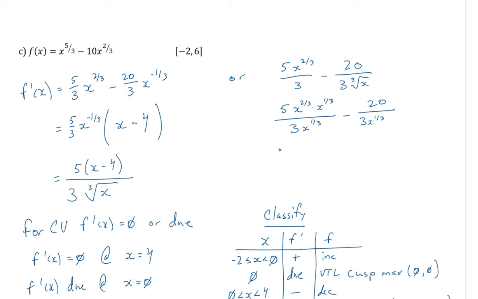There's no reason why I'm writing it in one form or the other form. So now I have a common denominator. So some of you are going to like this better. You're going to see more clearly that this works out to x. So I get 5x minus 20 over 3x to the 1/3, cube root of x. And then I get that when I factor 5 out of the top, right? So I get the same thing. Both ways are fine.